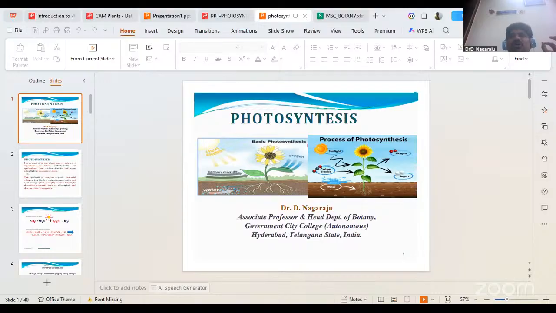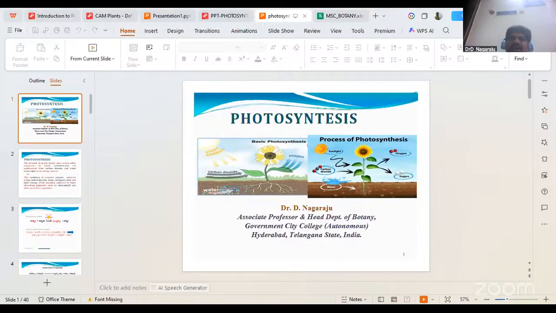And also, what is the main product? Carbohydrate, glucose. Oxygen is released as a byproduct, and the main product is carbohydrate. That carbohydrate is the main source for all living organisms to eat, to survive and to get energy. The main source of energy that we get from plants, directly or indirectly. Yes or not? Yes, sir.